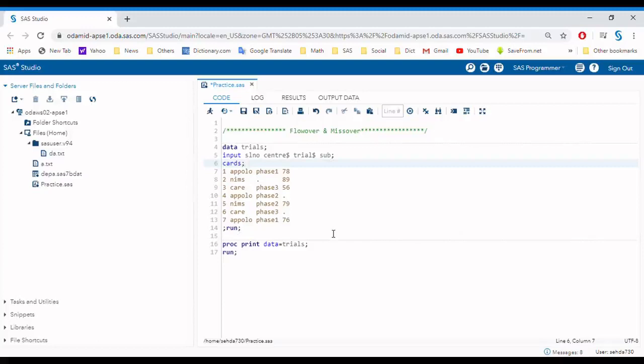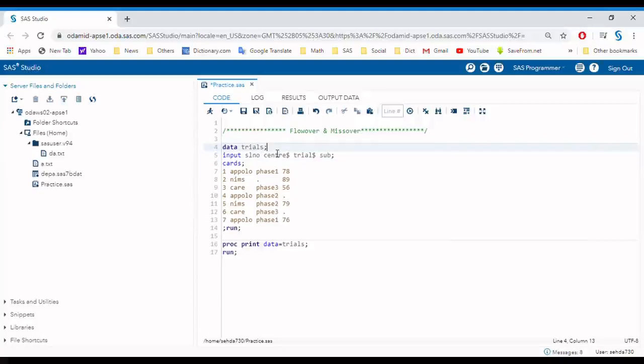Hello guys, so let's do the flowover and missover options. Let's say we have a data set. The name of the data set is trials. This data set has 4 variables and 7 observations. This is the data set which we have built using the cards statement.